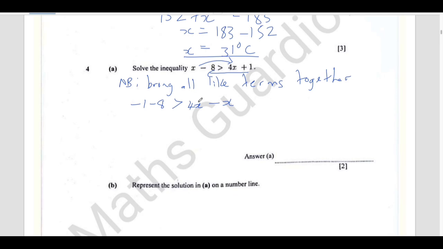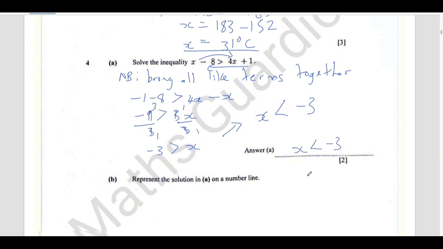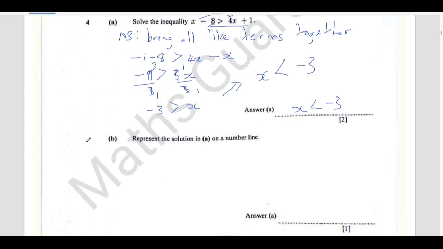Then here we're going to do a normal subtraction. Minus 1 minus 8 gives us minus 9, and so it will be minus 9 is greater than 4x minus x, which gives us 3x. Still, we can simplify this because there's some commonality between minus 9 and 3x. We divide both sides by 3. 3 into minus 9 gives us minus 3. 3 into 3x just gives us x. So minus 3 is greater than x. And this can alternatively be rewritten as x is less than minus 3. So if minus 3 is greater than x, it means that x is less than minus 3. All right, we write our answer there.